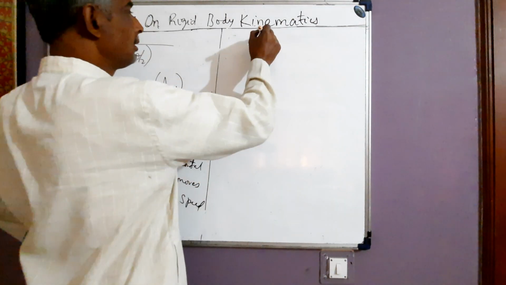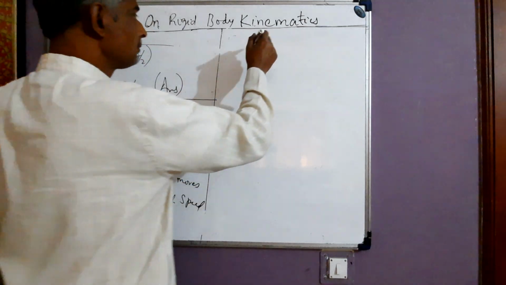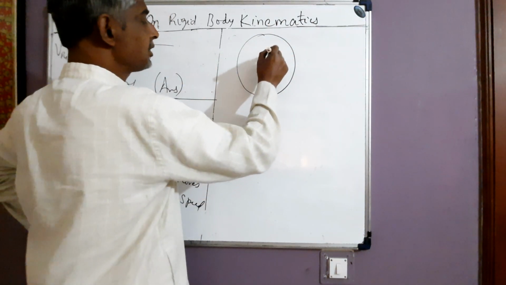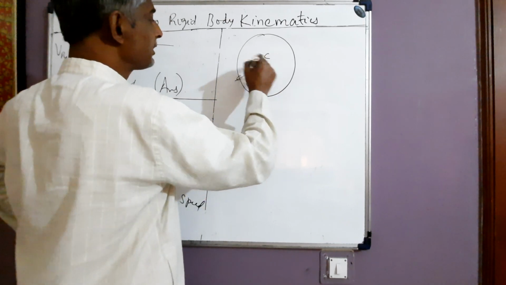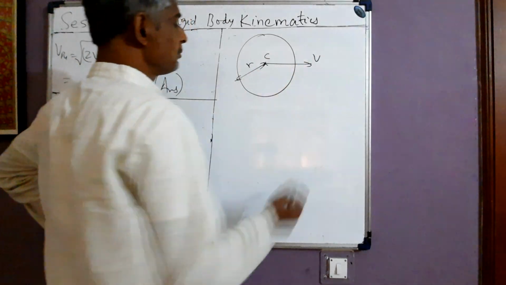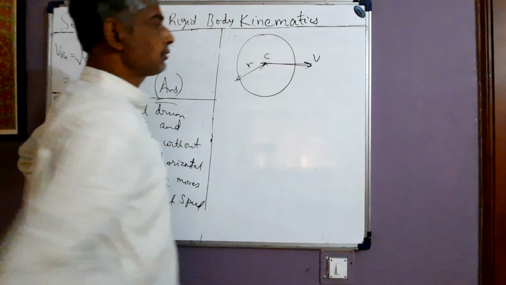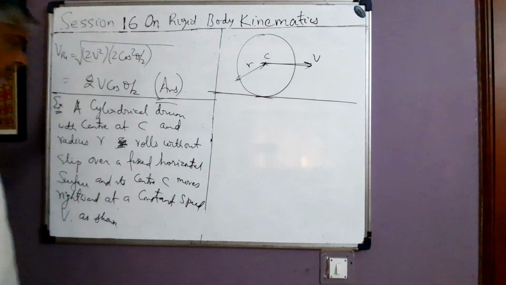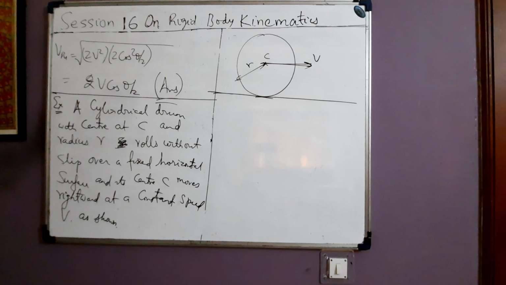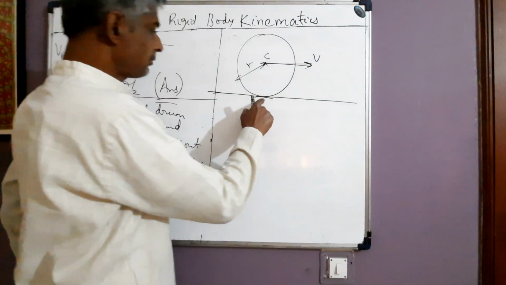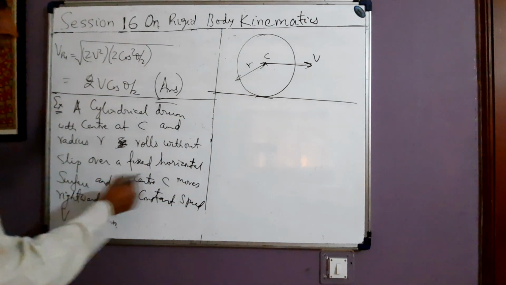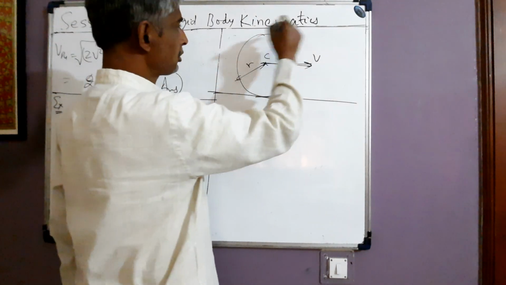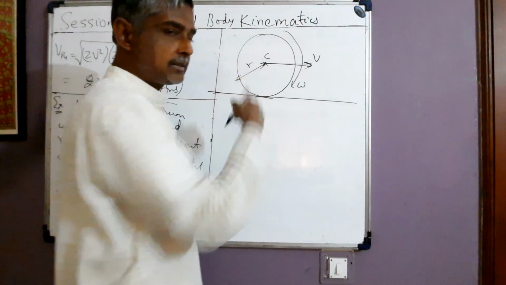So this is the drum. This is the center C of the drum. R is the drum radius. Center C moves at a constant speed V towards the right. This is a fixed horizontal surface. Now this undergoes pure rolling, rolls without slip. So with center C moving rightward, the rotation sense should be omega anti-clockwise.